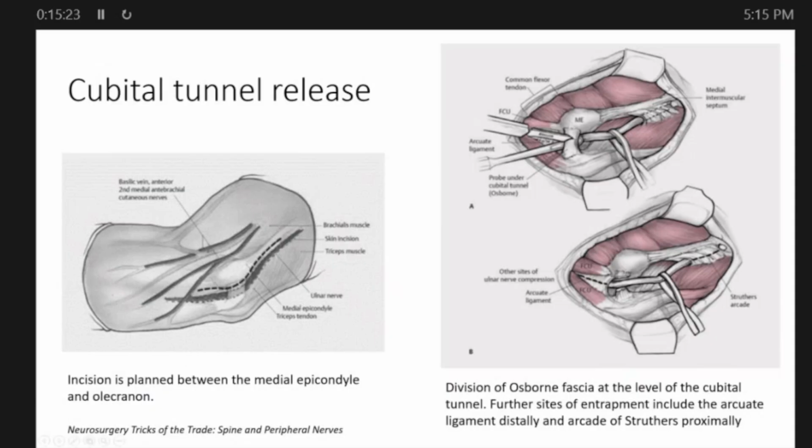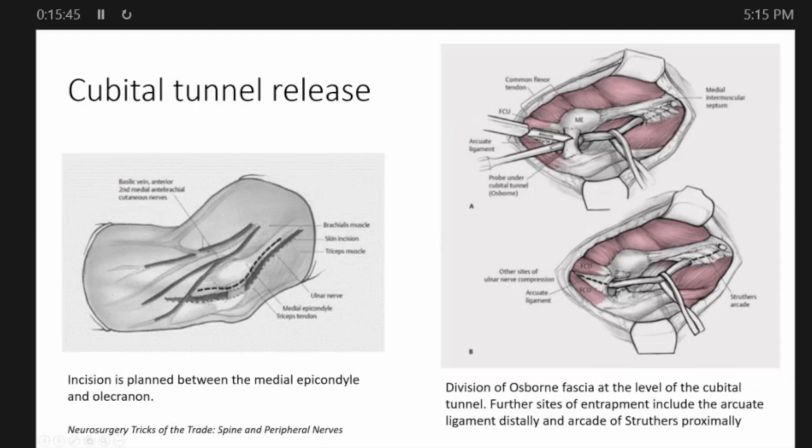The ulnar nerve is closer to the medial epicondyle, so I bias my incision slightly toward the epicondyle. Some people like an incision anterior to the epicondyle, but I think you have more of a chance of injuring the sensory nerve here, the medial antebrachial cutaneous. So I keep my incision directly over the ulnar nerve.